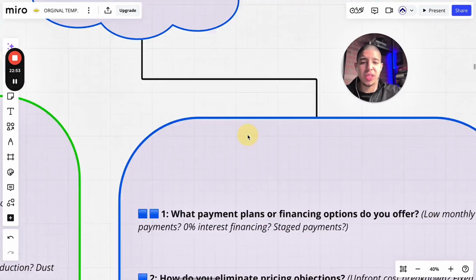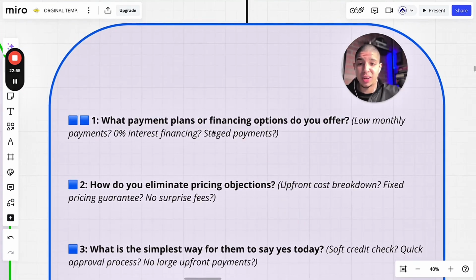Payment financing. How easy is it to actually afford this and get it done? What payment plans or financing options do you offer? Low monthly payments, 0% interest financing, stage payments. I will say this, guys. You want to make sure that you are getting paid the full amount. You don't want to break it within your company.